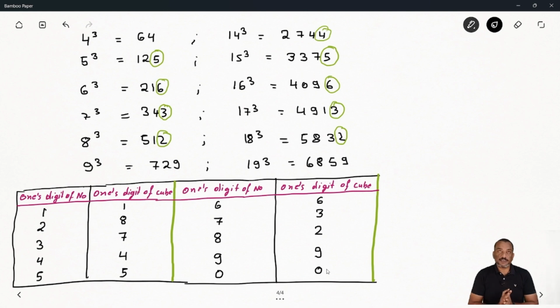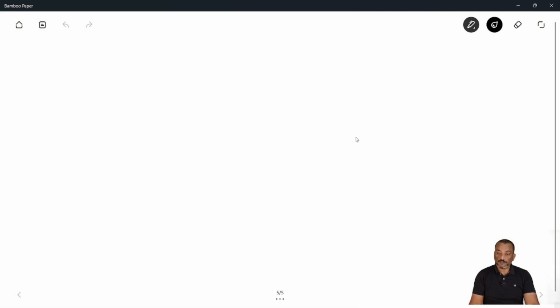So if you remember this property, you can easily solve small MCQ questions. Okay, hope you're getting it. Now coming to the next property, the third property.